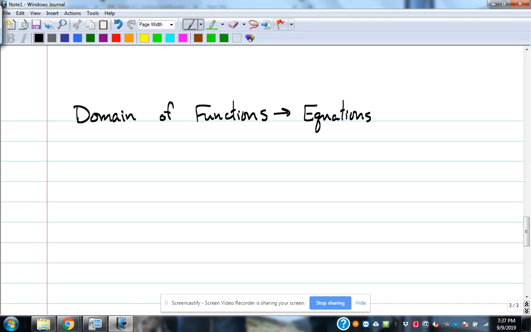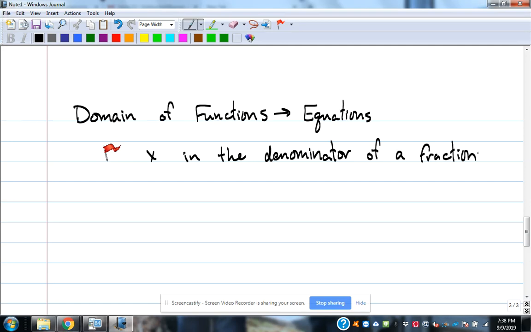So what we need to know is that there are only 2 red flags that could ever come up to tell us what x values could mess up a problem. Okay? What's the only number that we could not ever divide by? Say that again. 0. We can never divide by 0. So the red flag that comes up there is you have an x in the denominator of a fraction. So the bottom of a fraction. You've got an x in the bottom of a fraction.